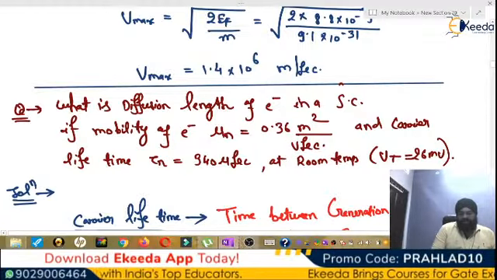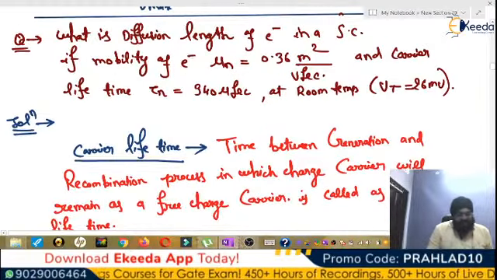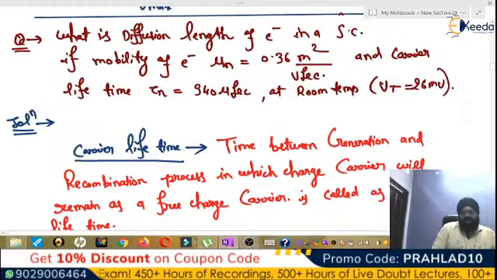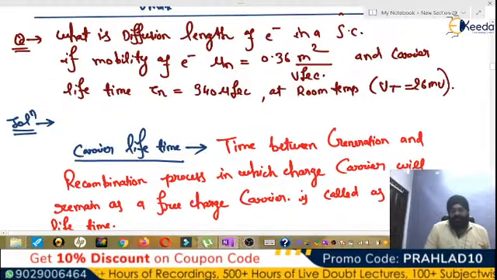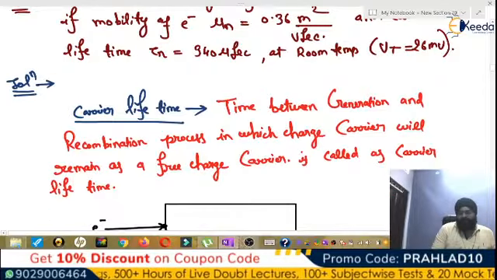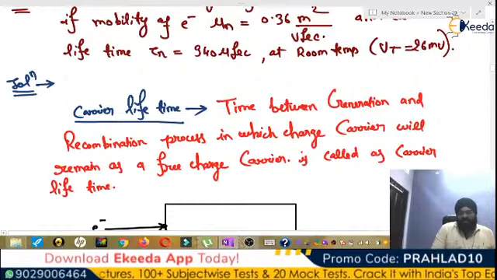The next question is, what is the diffusion length of electron in a semiconductor, if the mobility of electron mu n is 0.36 meter square per volt second, and the carrier lifetime tau n is 340 microsecond at room temperature, and thermal voltage is given as 26 millivolt.